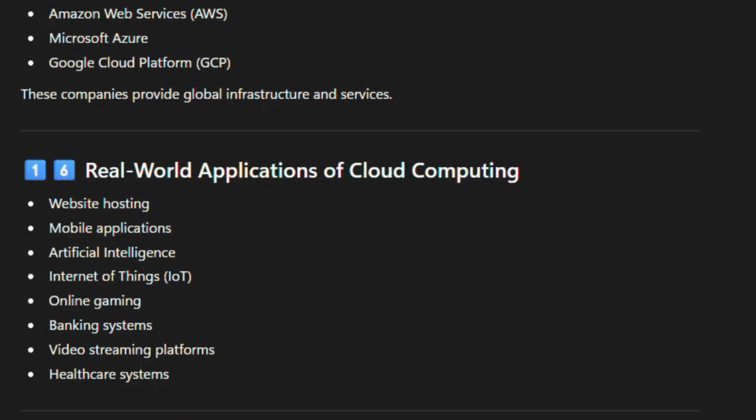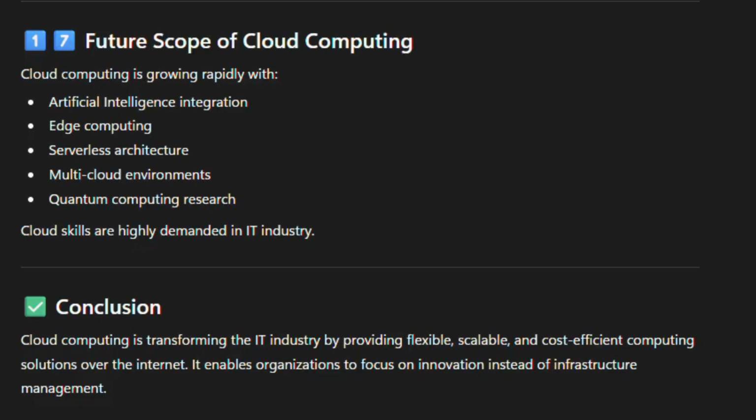What are the real-world applications of cloud computing? Website hosting, mobile applications, artificial intelligence, IoT, online gaming, banking systems, video streaming platforms, and healthcare. And what is the future scope of cloud computing? AI integration, edge computing, serverless architectures, multi-cloud environments, and quantum computing research. These are highly in-demand IT industry skills.